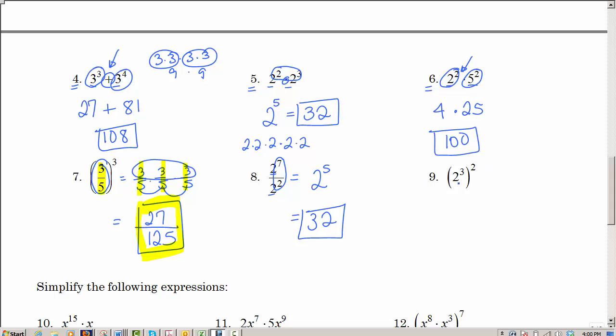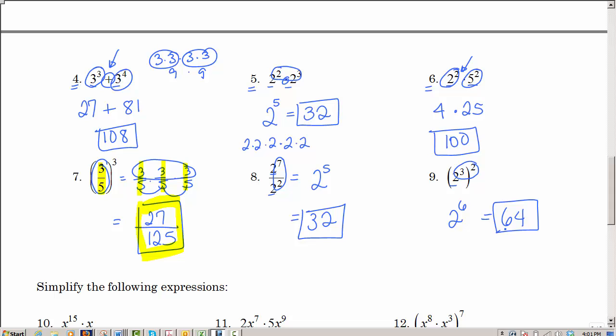Number 9, again, we could do this a couple of ways, but let's use those properties. It says if I have a base and I have a power to a power, I can multiply. So 2 to the 6th, well, if 2 to the 5th is 32, times 2 is 64.